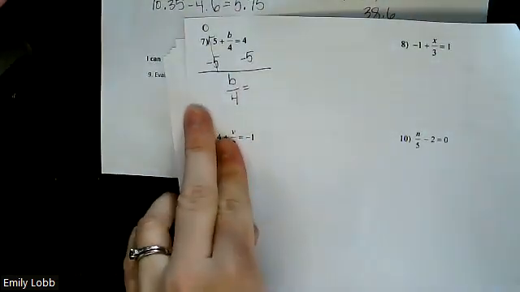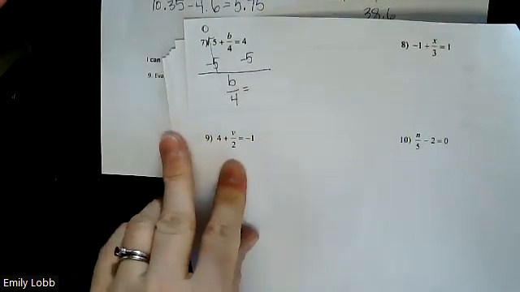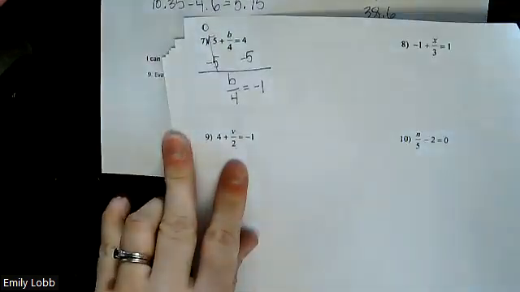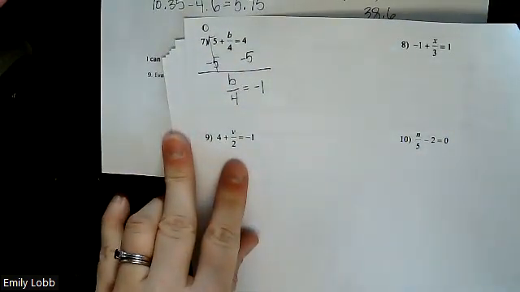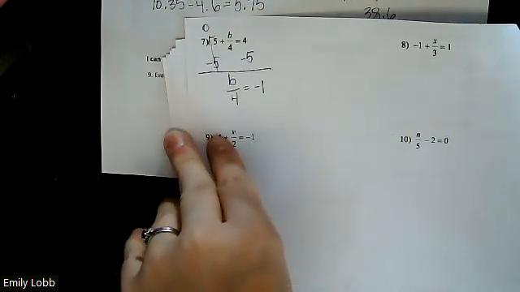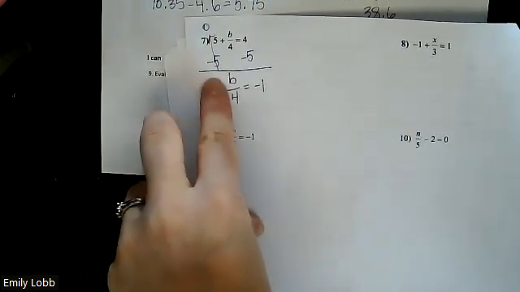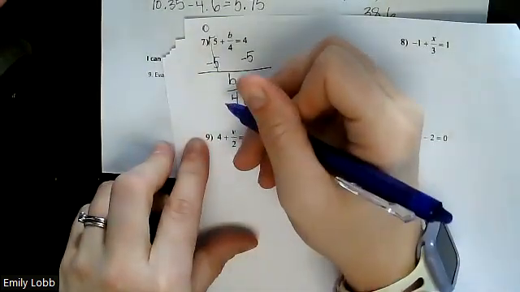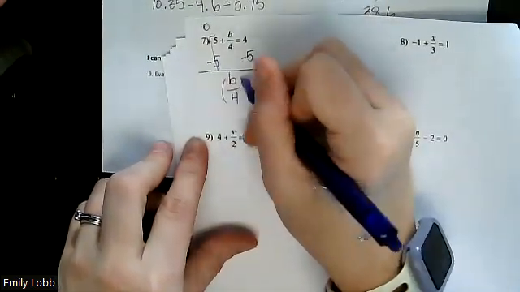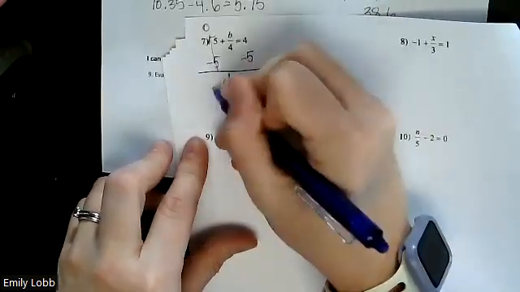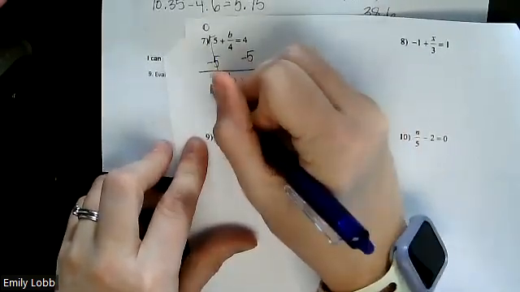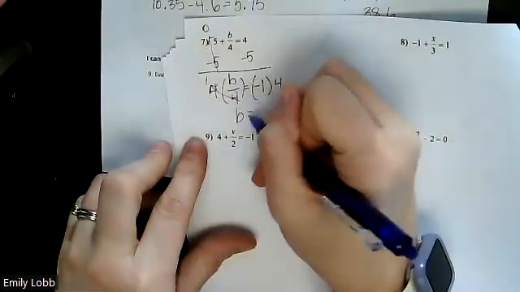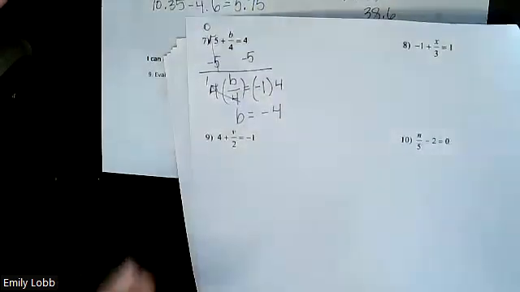What's 4 minus 5? -1. How do I undo dividing by 4? Multiply both sides by 4. So b is equal to -4.